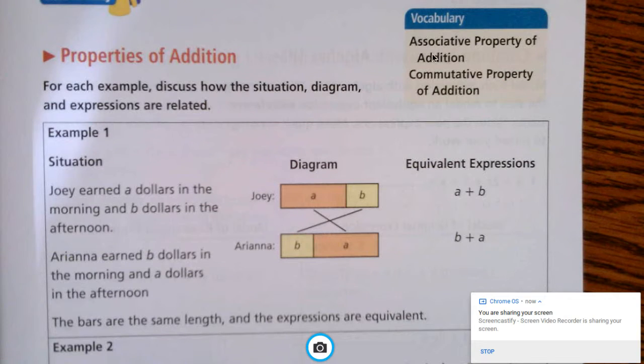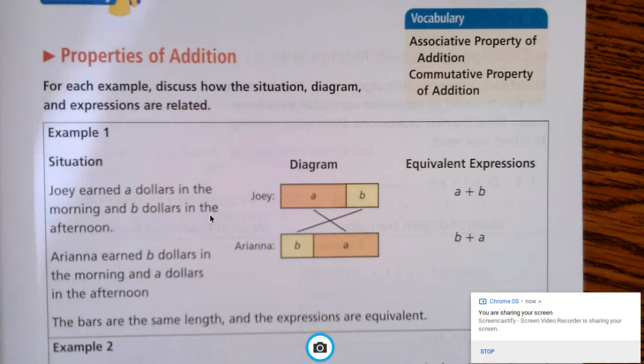Now, associative reminds me of the word associate. Have you ever heard the expression that you are thought of, or you have the reputation of, the friends you associate with or you are with? So that kind of reminds me of that word. And then commutative property of addition. Nothing really comes to mind offhand, but let's take a look at the examples and talk about this.